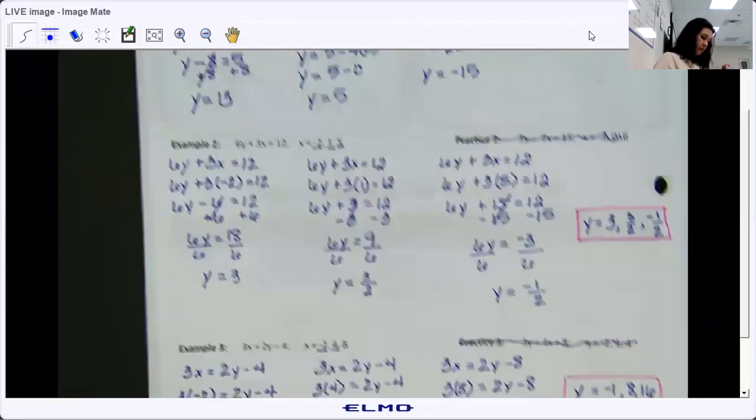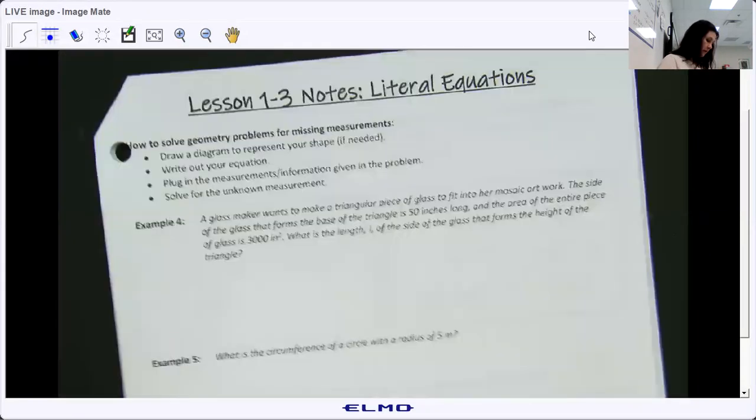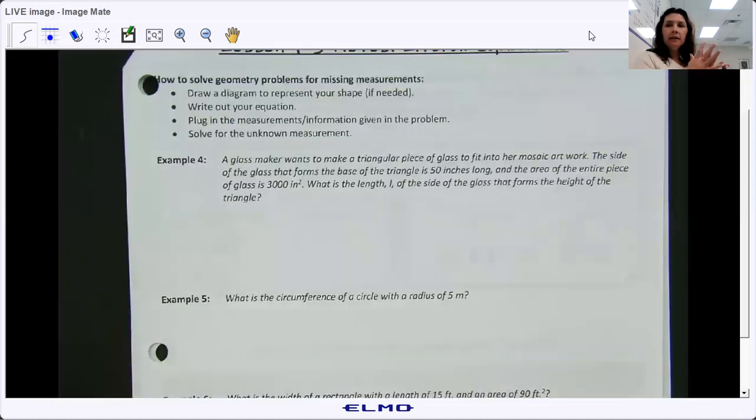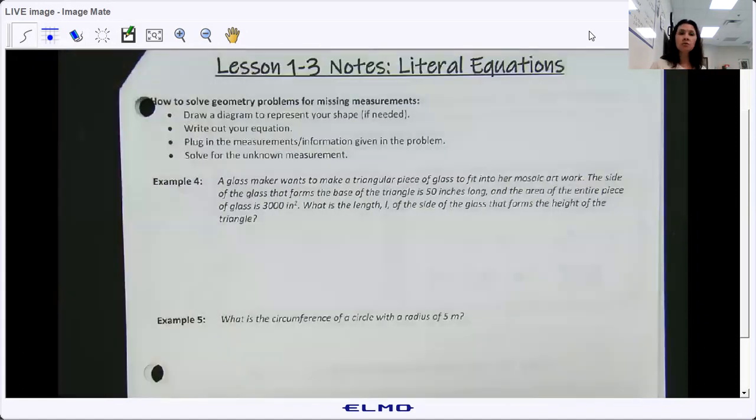Okay, so we're going to move to page 3. Page 3 has a few word problems on it. And all you're going to do is use the equation it's asking you to use, and then solve for a given unknown value. So anytime that you're solving word problems, a lot of times it's really good to draw a diagram to represent the shape, or the image, that you're working with.